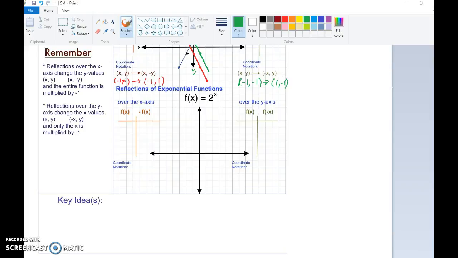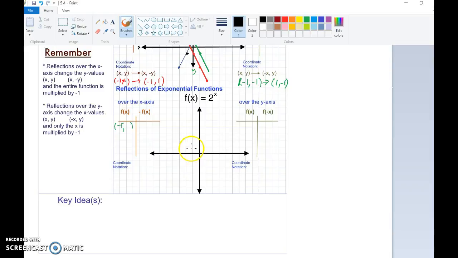Let's start with our standard f of x equals 2 to the x power. The main reason I picked that is because it's the easiest one to graph. So let's go ahead and put some points in. Let's start with x is -1. When x is -1, then y is 1/2. So I'm going to pause it and graph this.